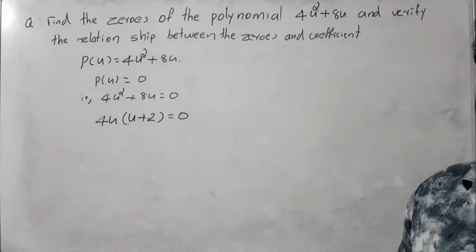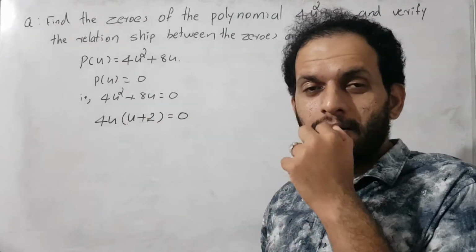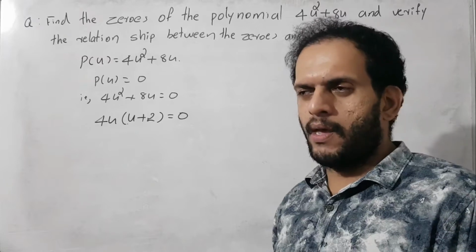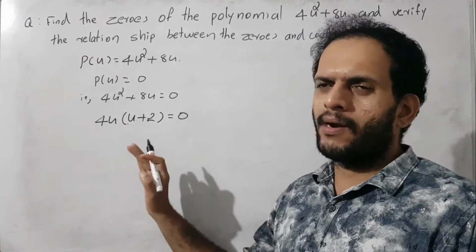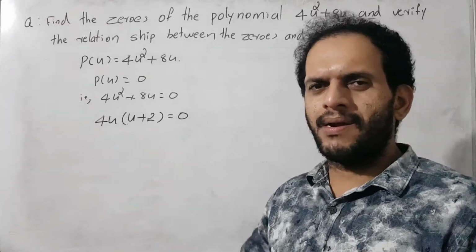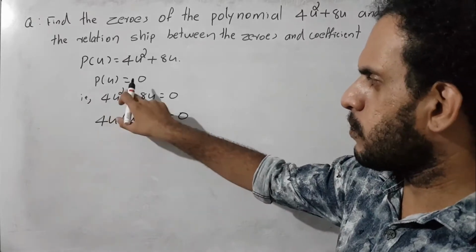We check it, starting our idea of the factorization. What is the first idea to factorize? The first idea is, if you have any common factor, we take the common factor out. Then here we have a common factor for 4u square and 8u.